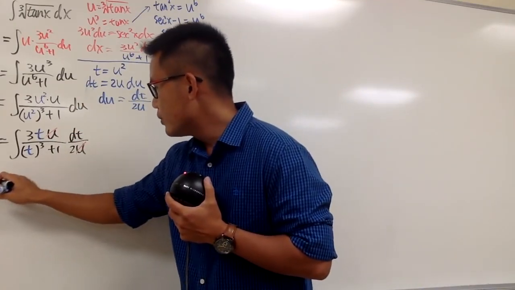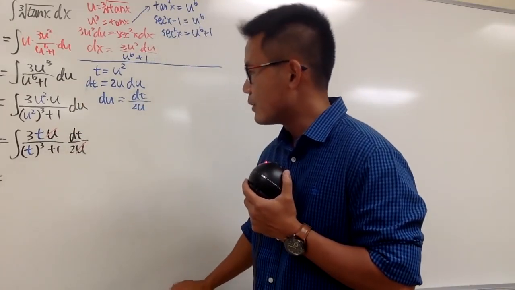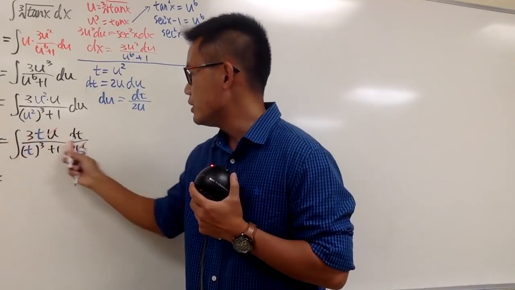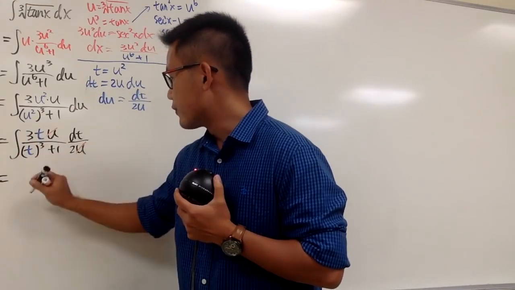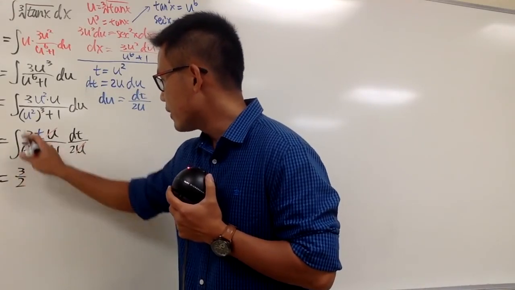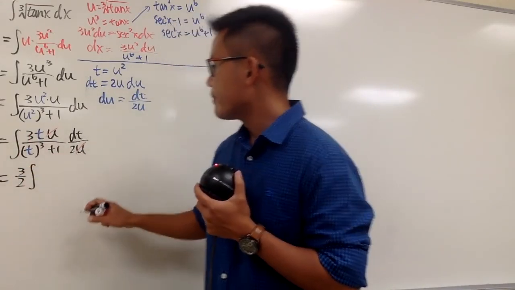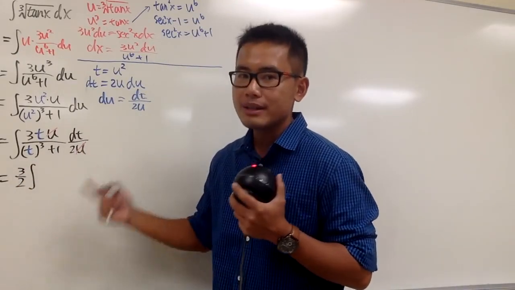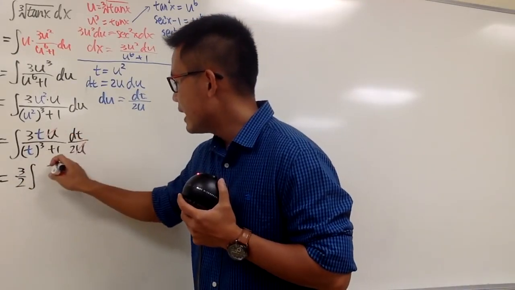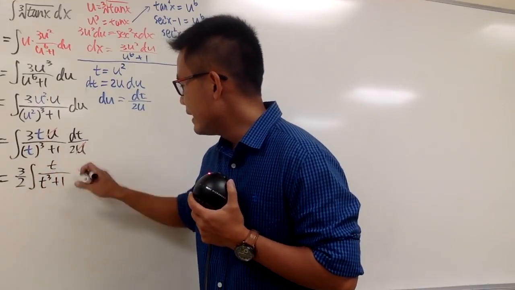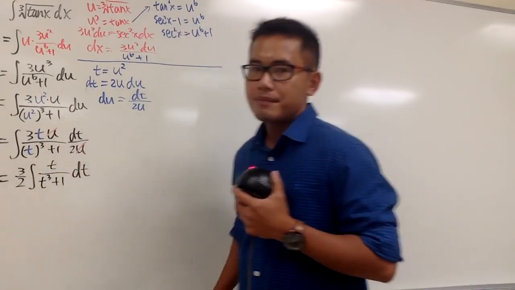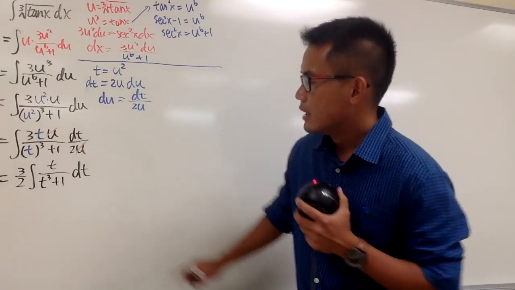And to continue, I would now factor out the constant multiple, which is 3 over 2, okay? So let me put that all the way to the front. We have this 3 over 2 in the front. And then this is the integral. On the top, we have what? We have this t, right? Over t to the third power plus 1. And then this is dt. Okay, now let me pause this a little bit.